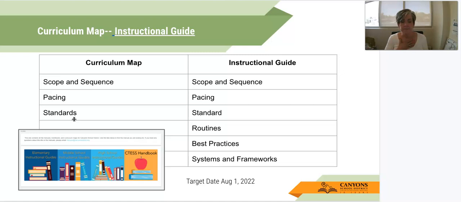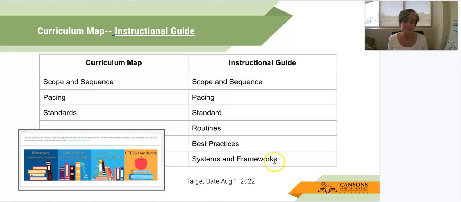or when you get there, but we'll be showing them to you. An instructional guide has those three things as well, but also has routines like the close reading routine, the think, discuss, read, write, share routine, how to access text, how to read a decodable, how to do spelling. It also would have best practices like our scaffolding, our instructional priorities, how to scaffold, how to do PBIS.